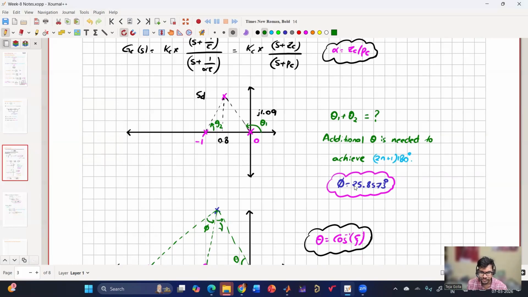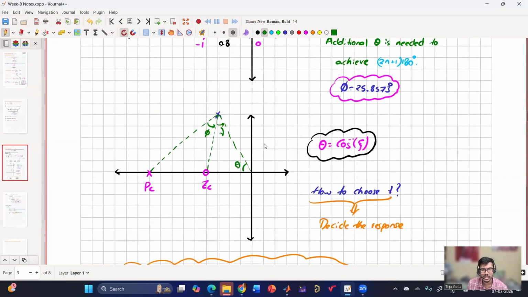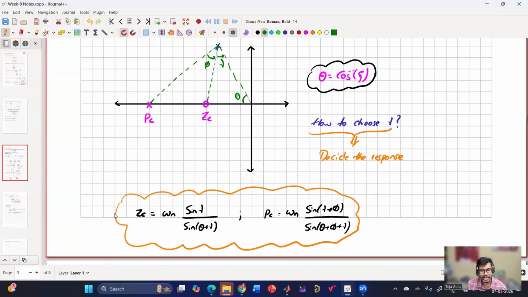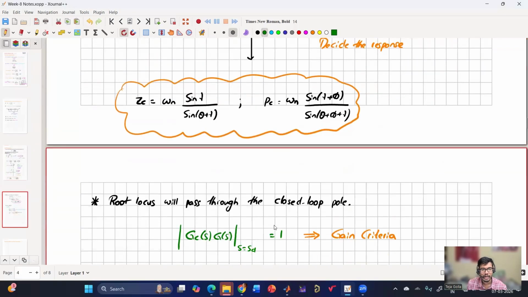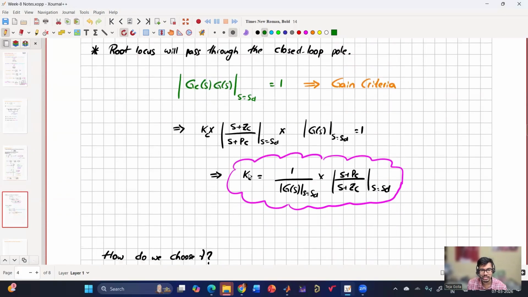We have seen that a phase of 25.8573 needs to be contributed by the compensator, which is the zeros as well as poles of the compensator. That phi is 25.8573, which is the angle between this. And then gamma is something that we have chosen so that alpha will be maximized. And then theta can be given as cos inverse gamma. So from this, we can get the ZC as well as PC. But for getting the gain KC, we have to use the gain criteria, and then KC is given by this.